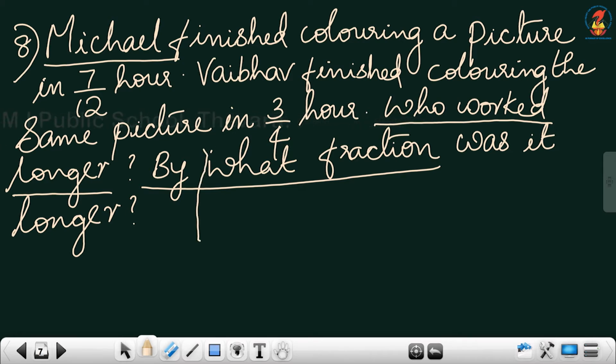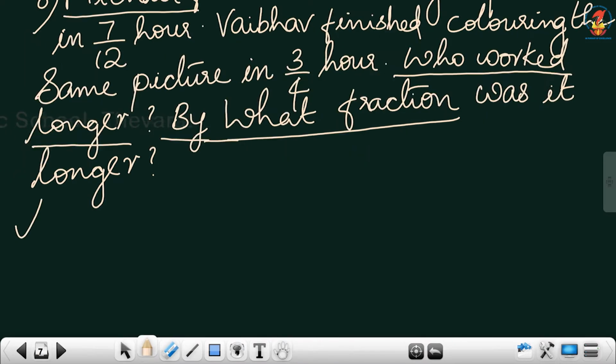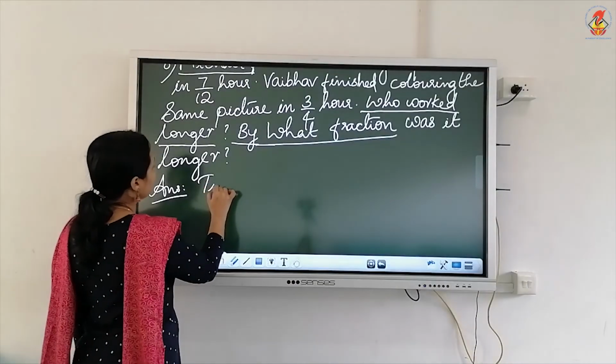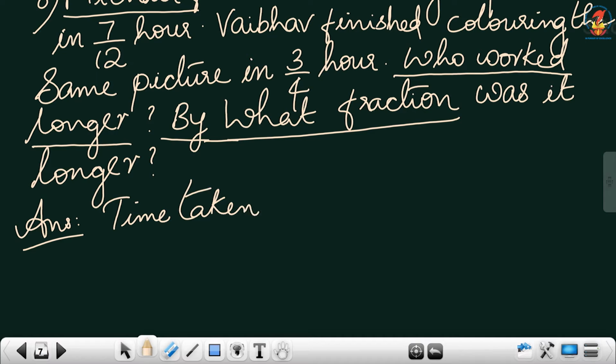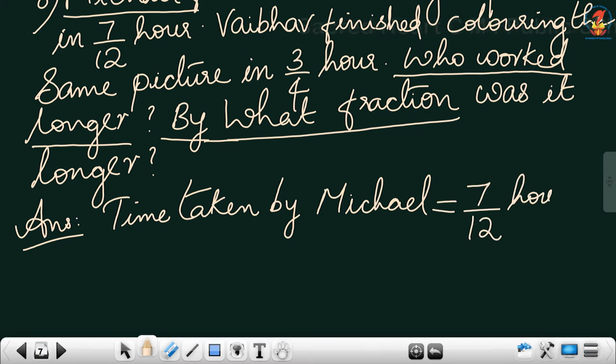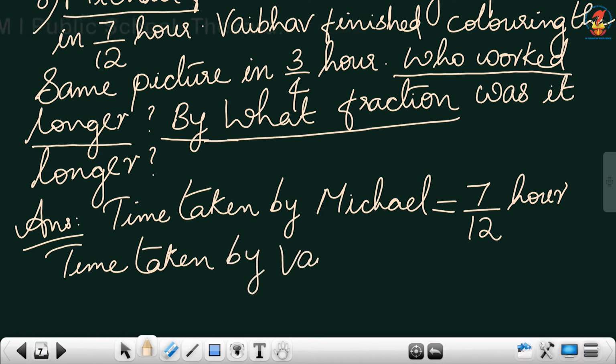How will we write the first statement? Time taken by Michael. What is the time taken by Michael? 7 by 12 hours. Now what will be the next statement? Vaibhav finished coloring the same picture in 3 by 4 hours. So the next statement: time taken by Vaibhav. What is the time? 3 by 4 hours.